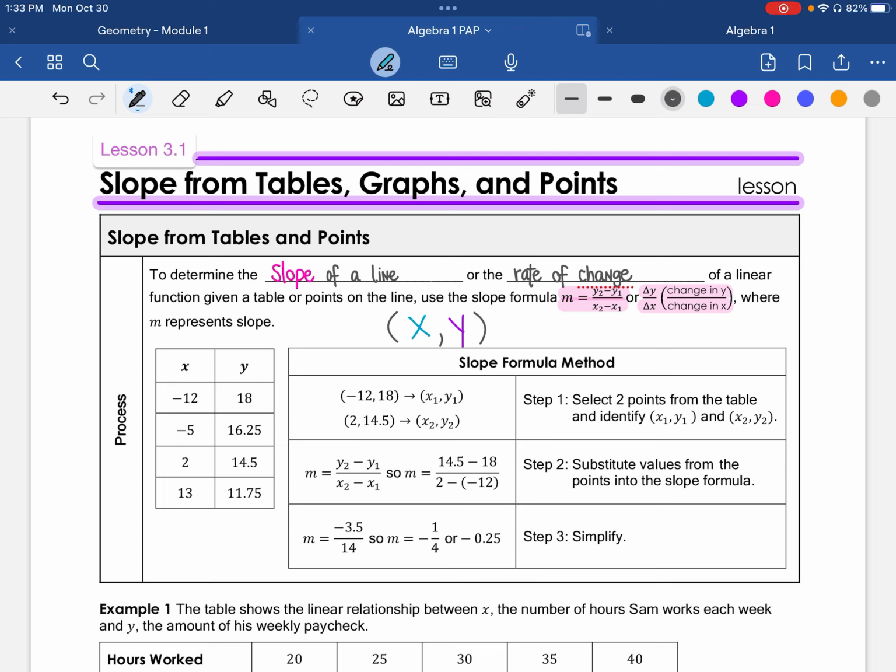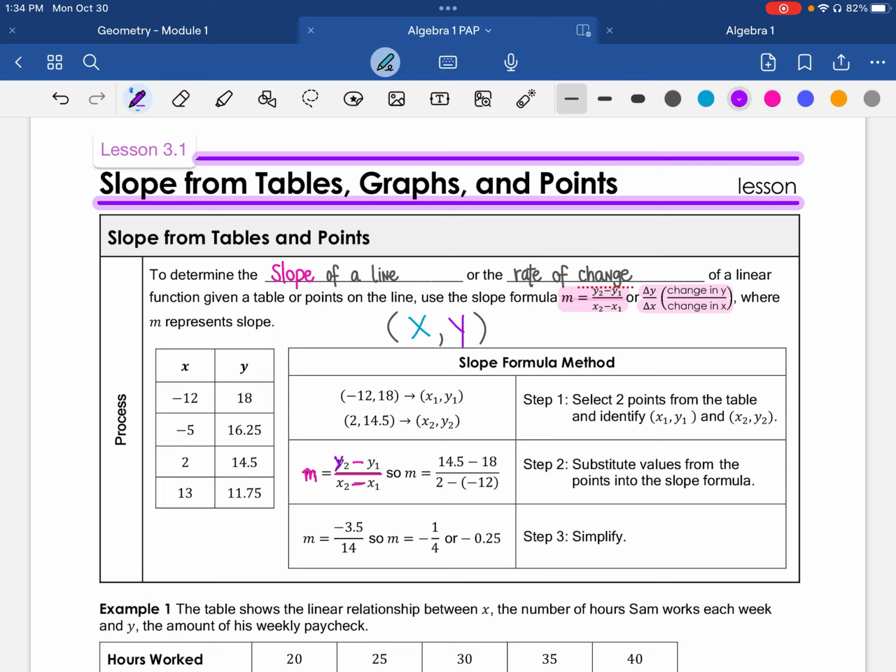As you can see from my table, I could make negative 12 comma 18 into an ordered pair, just as you see here. And I could also take 2 and 14.5 and make them into an ordered pair, or a point. I'm now going to use the formula to find slope, which is dividing the subtraction of the y values by the subtraction of the x values.